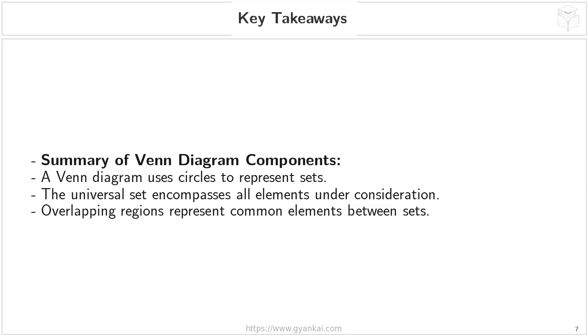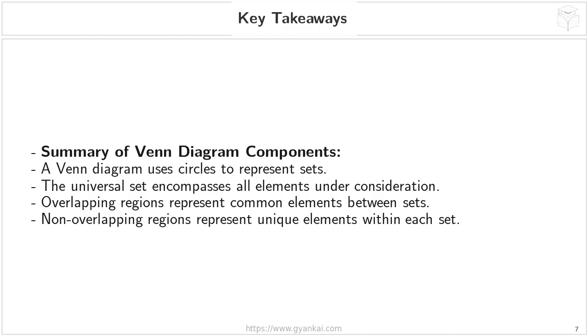Moving on, overlapping regions represent common elements between sets. This is where things get interesting. When two circles overlap, that overlapping area shows us the elements that are present in both sets. These are the things they have in common. And finally, non-overlapping regions represent unique elements within each set. The parts of the circles that don't overlap show us the elements that are unique to each set, things that are only found in that particular set and nowhere else.